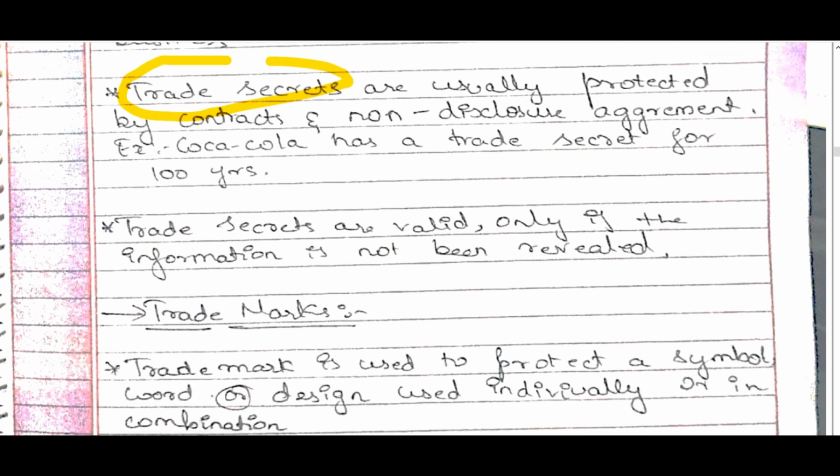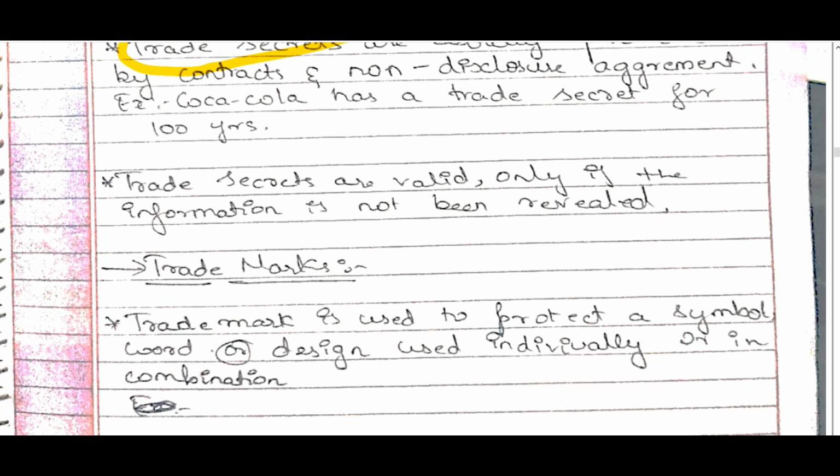Coca-Cola has had its trade secret for 100 years. A trade secret is valid only if the information is not revealed. If I have created a car and I reveal the technology to everyone, then the trade secret can't be applied to my car because I have revealed it to everyone.